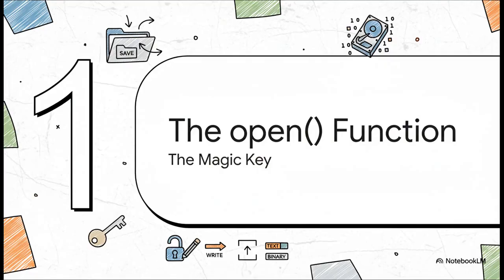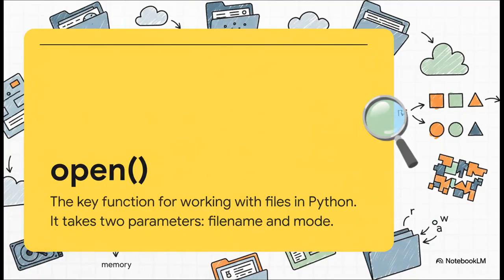So, how do we do it? How do we get started? Well, it all begins with one single, incredibly powerful function. Let's take a look at the magic key to all of this, the open function. Think of open as, well, the key that unlocks any file. You just have to give it two pieces of information. First, you tell it which file to unlock, that's the file name, and second, you have to tell it what you plan to do once it's unlocked. We call that second part the mode.